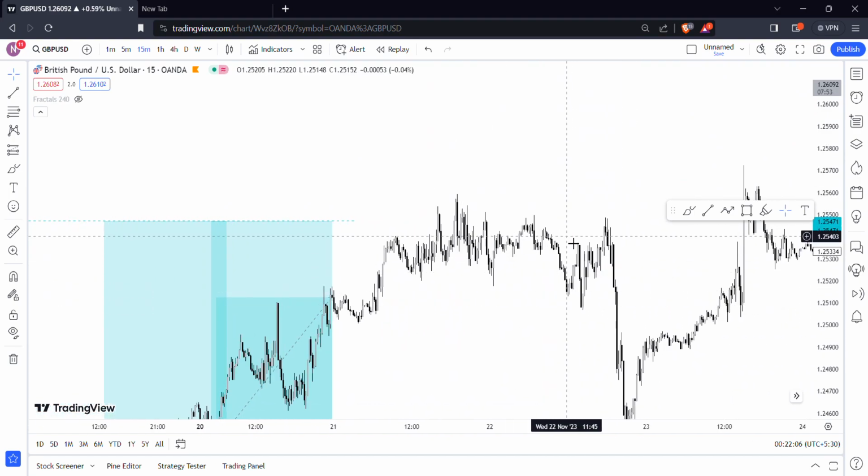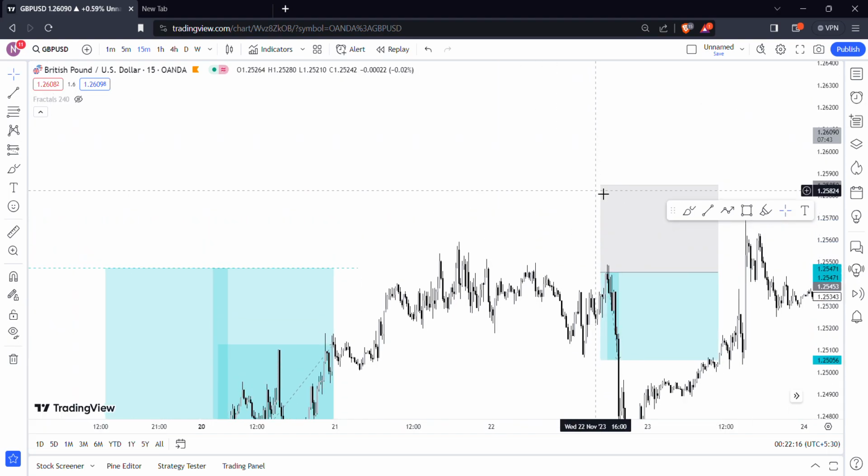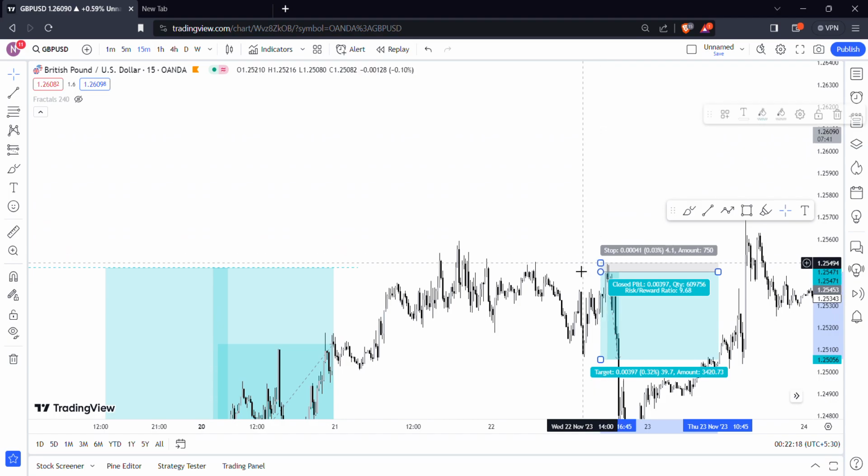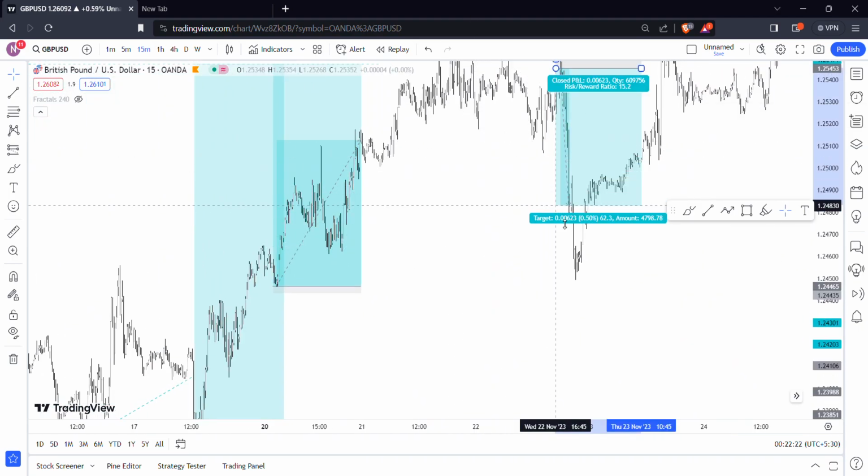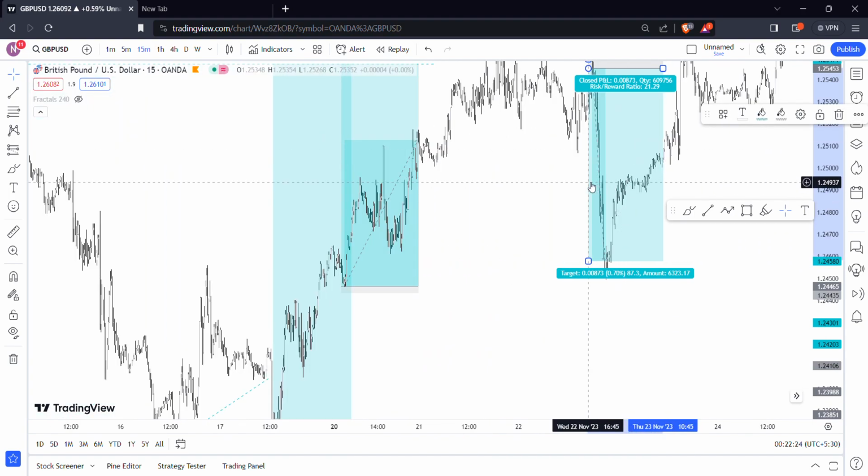Break of the structure. So what you should do, you should just wait for the liquidation. Where is the liquidation? Here is the liquidation. Mitigation. This is my sells. Where is the target? Structural liquidity.